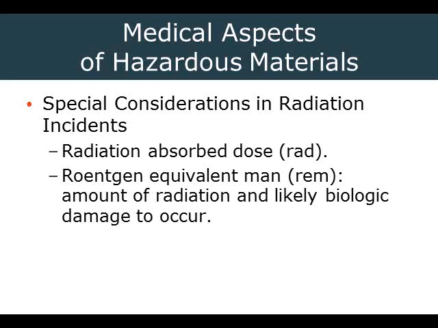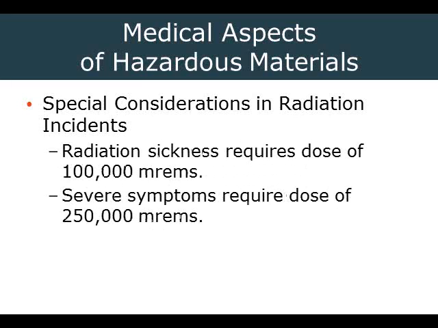The radiation absorbed dose is known as RAD, and then the Roentgen equivalent, REM, is the amount of radiation and the likely biologic damage to occur. When they're looking at that, they're really saying, here's what we think the level of the incident is. When they check your badge, they're looking at your RADs. Radiation sickness requires a dose of roughly 100,000 millirems, and severe symptoms require a dose of over 250,000 millirems.